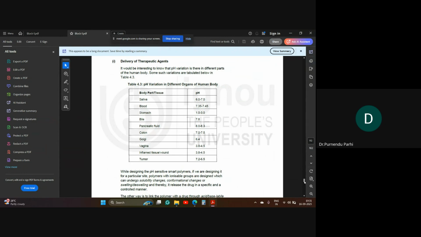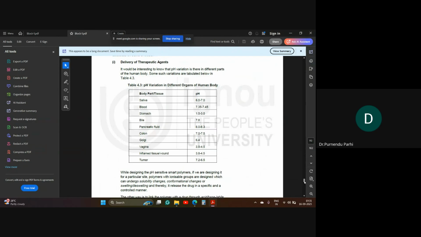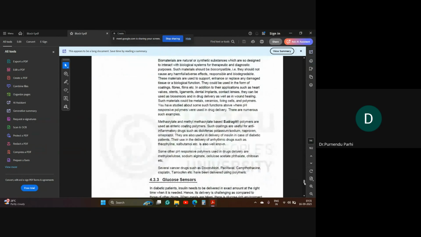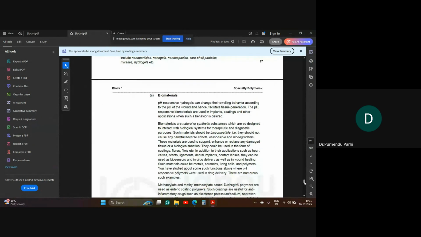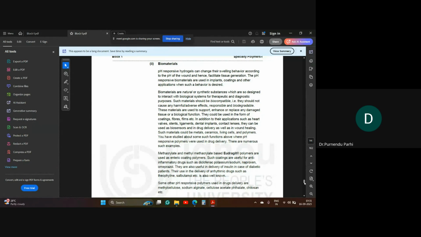So the drug molecule will be released. So they are used as a delivery of therapeutic agents. In different pH, they will swell and release the drug. And they are also used as biomaterials. pH responsive hydrogels can change their swelling behavior according to the pH of the wound and hence facilitate tissue generation. The pH responsive biomaterials are used in implants, coatings, and other applications when such behavior is desired.